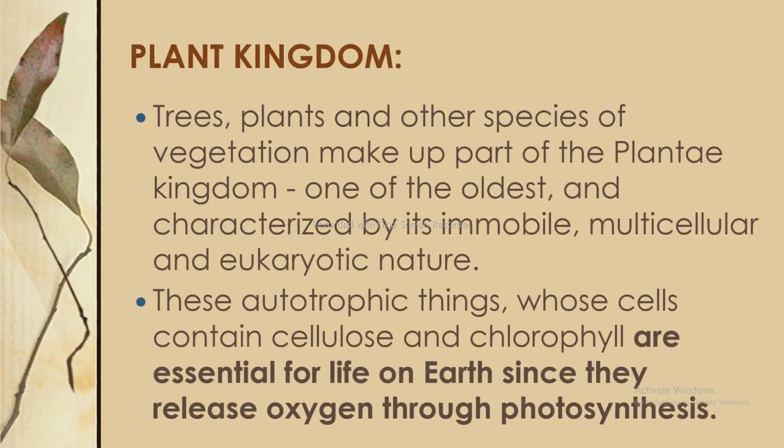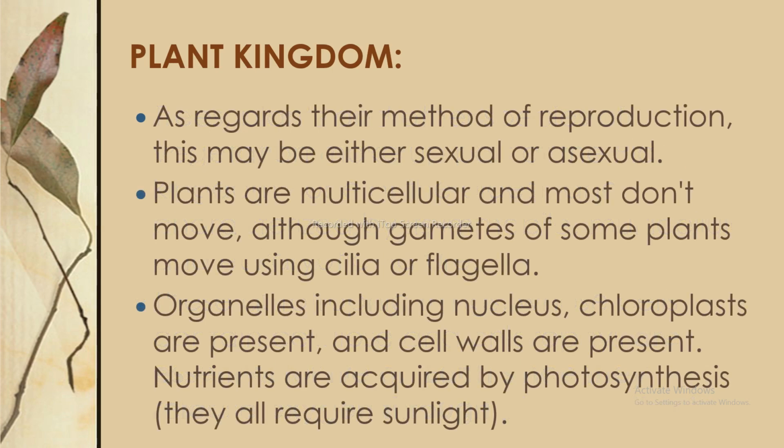Next comes the plant kingdom or kingdom Plantae. Trees, plants, and other species of vegetation make up part of the Plantae kingdom, one of the oldest and characterized by its immobile, multicellular, and eukaryotic nature. These autotrophic organisms whose cells contain cellulose and chlorophyll are essential for life on Earth since they release oxygen through photosynthesis. As regards their method of reproduction, this may be either sexual or asexual. Plants are multicellular and most do not move, although gametes of some plants move using their cilia or flagella.